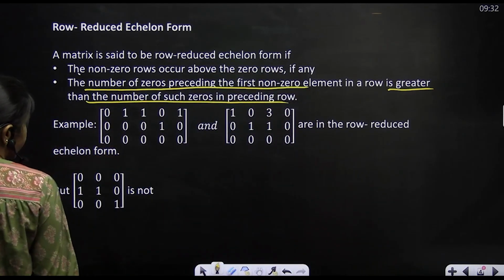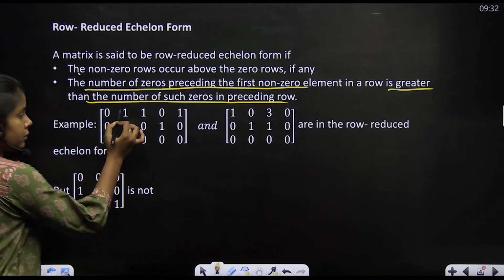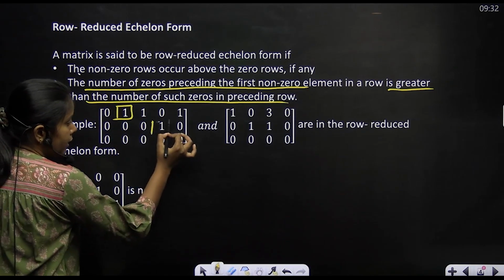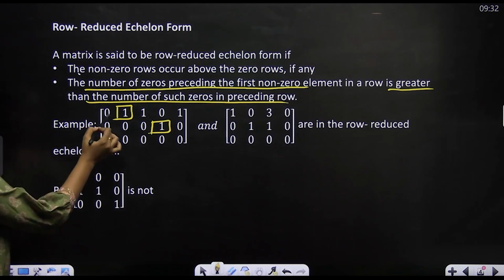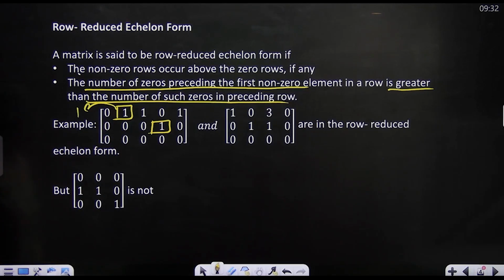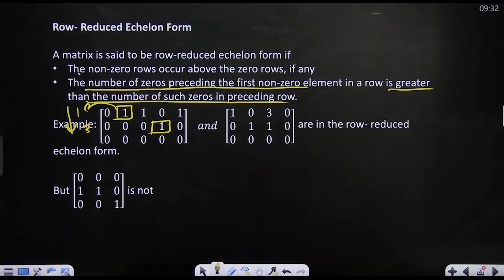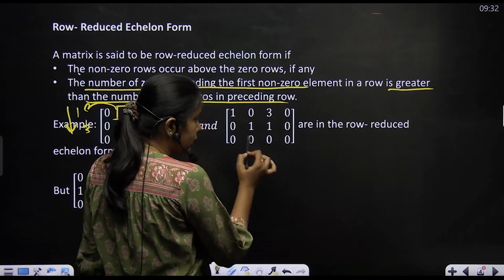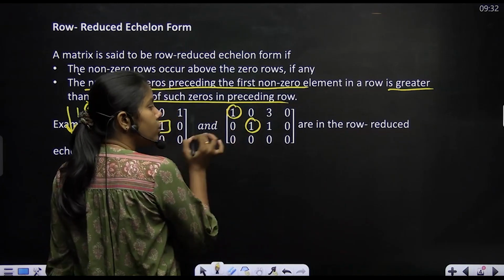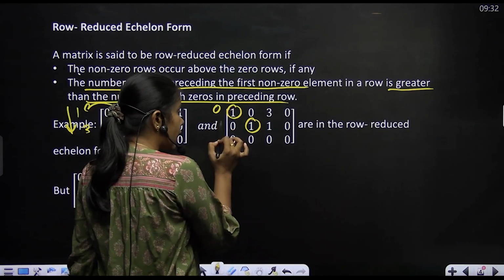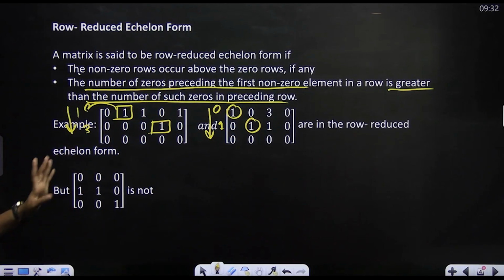Now let's see this example. I have to check whether it is a row reduced echelon form or not. This is my first non-zero entry in this row, and this whole row is 0. So I have 1 zero before this non-zero entry, and 3 zeros here. It is in an increasing manner, so it is row reduced echelon form. Now to check this one: this is the first non-zero entry, this is the first non-zero entry, and this whole row is 0. The number of zeros before the first non-zero entry here is 0, and here it is 1. It is again in an increasing manner, so it is in row reduced echelon form.